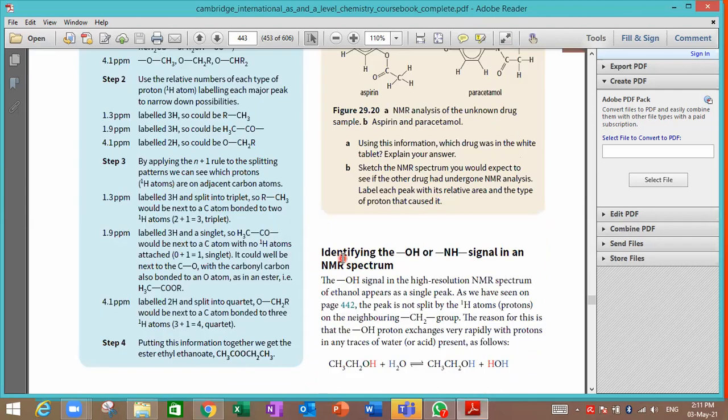Now, for the OH and the NH signal in the NMR spectrum, in the high resolution NMR spectrum, they appear, as we said, as a single peak. But in order to be sure, because sometimes we have another hydrogen that also appears as a singlet peak, maybe we will get confused between the OH carrying a hydrogen and a CH that also carries only one hydrogen.